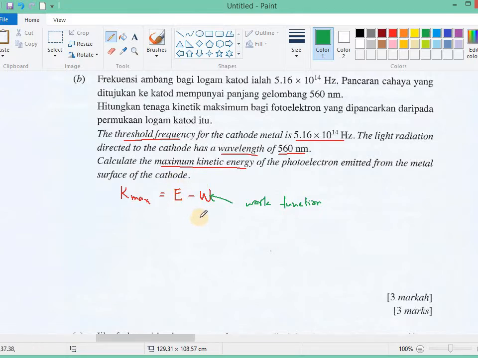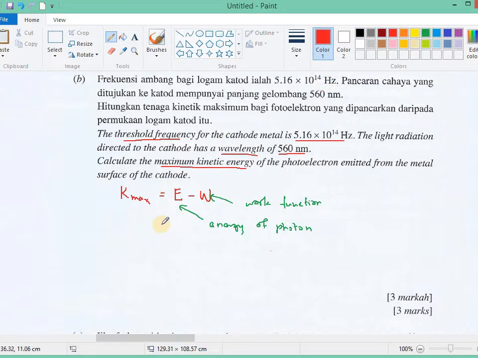This E is the energy of the photon. So when one photon meets the electron, the electron will absorb the energy from that photon. If the photon has more energy than the work function of the metal, then the extra energy will be converted into the kinetic energy of the electron. Okay?